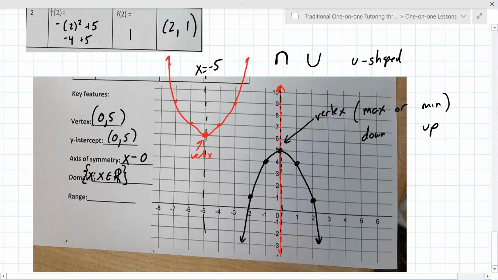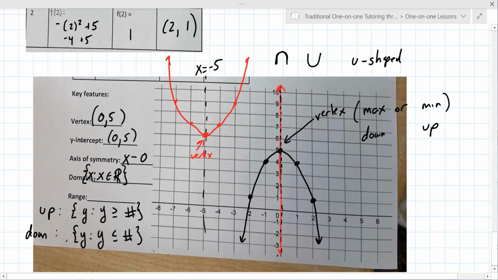All right. So the range has two options, and it depends whether it opens up or whether it opens down. So the range is y such that, and if it opens up, it's y greater than, and we figure out the number here. And if it opens down, it's y such that y is less than or equal to some number. So does this one open up or down? This one goes down. Goes down. So it's this bottom one here.